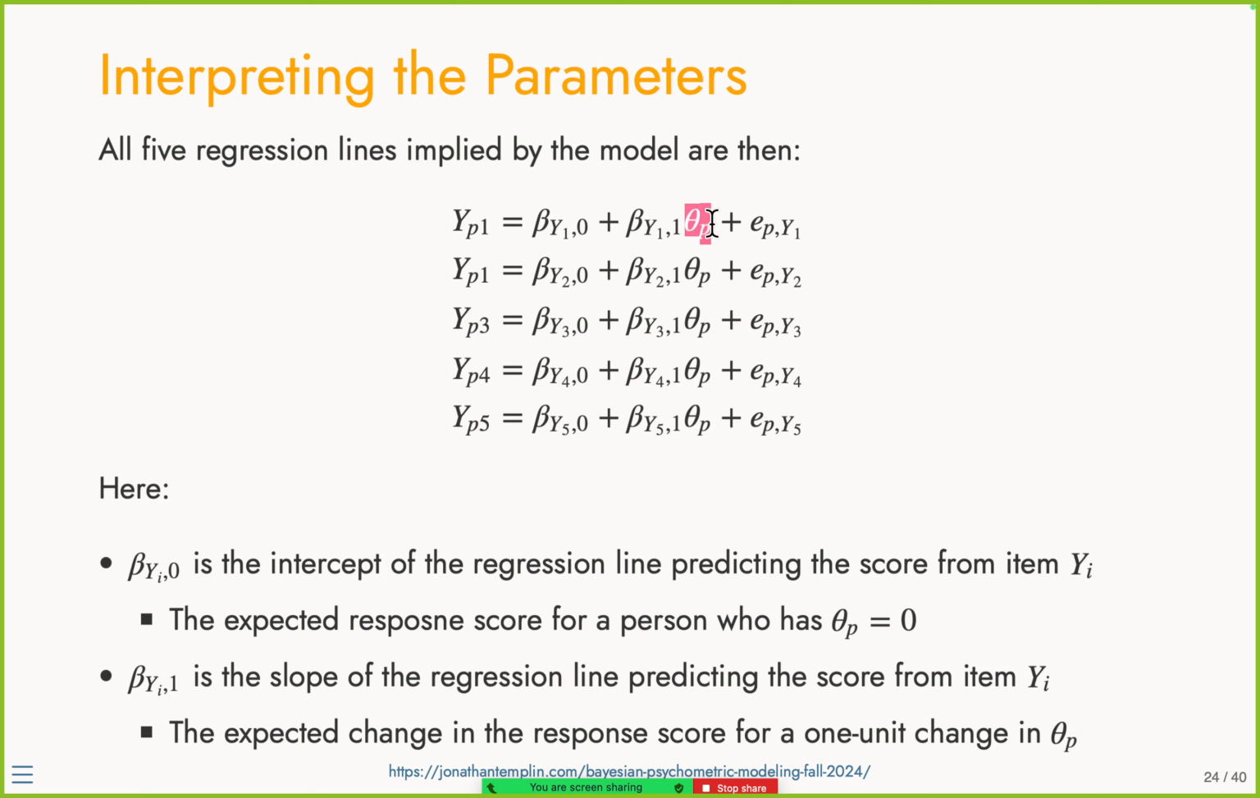And depending on how we identify theta, if we say its mean is 0, this could be the expected response for someone who's at the average for the latent variable, right? Similarly, our slope represents a 1 unit increase in y per 1 unit increase in theta. And I'm saying 1 unit here because, again, theta not being observed, we have to define its units.